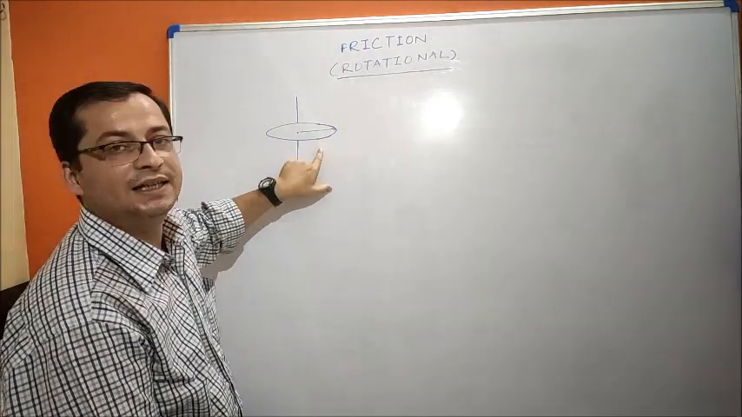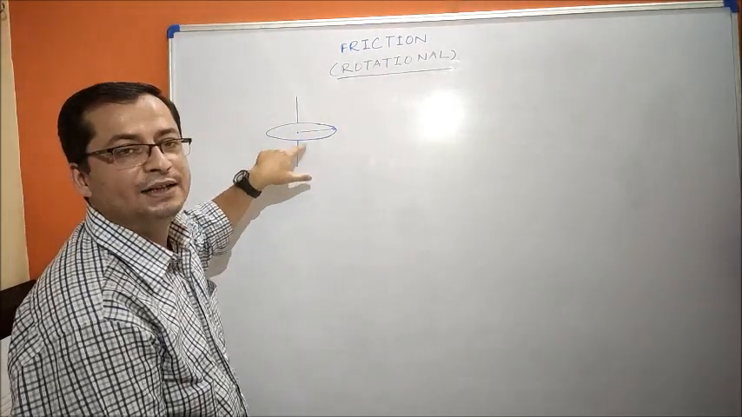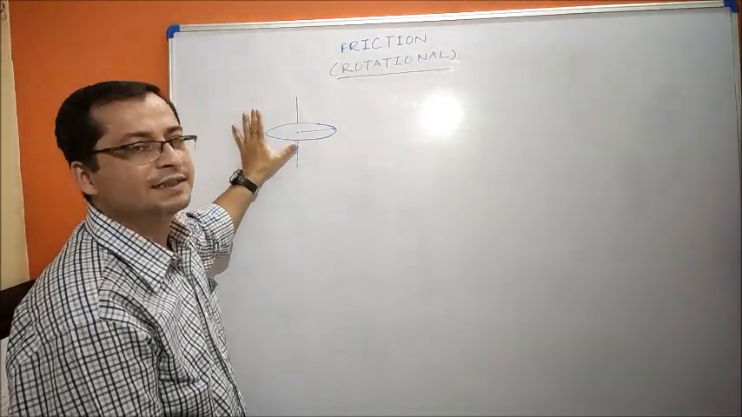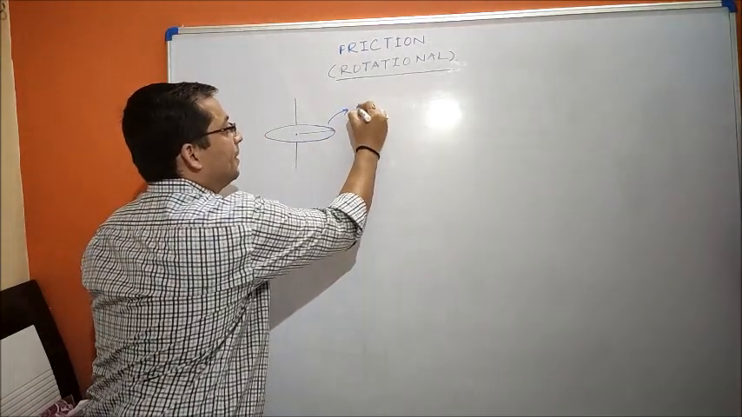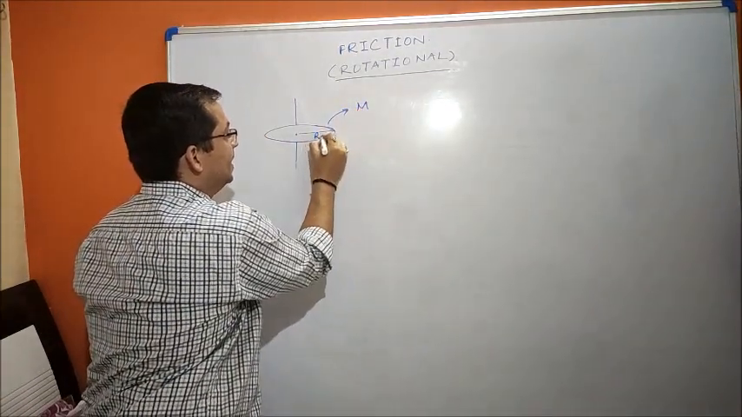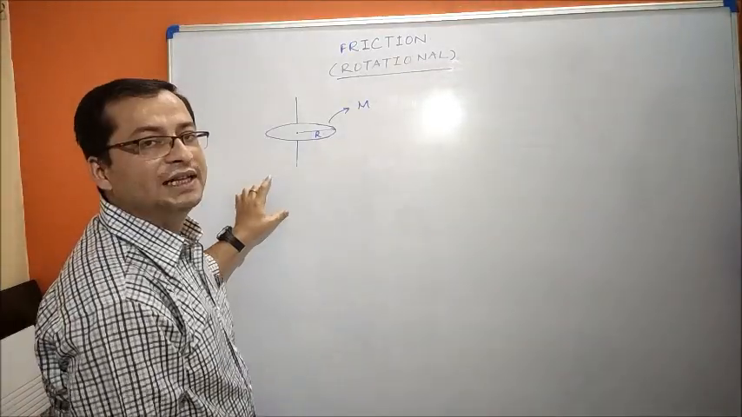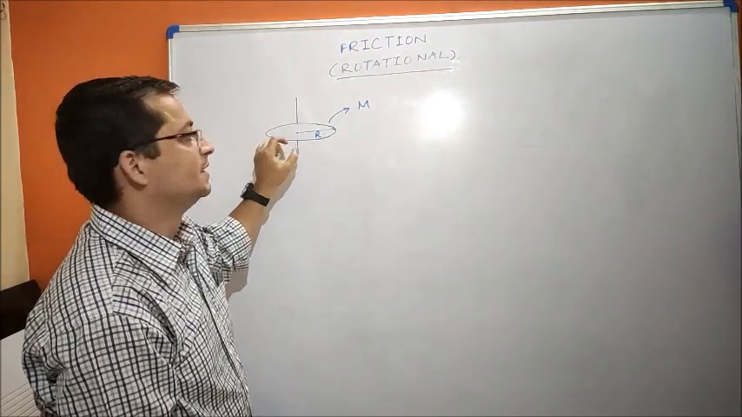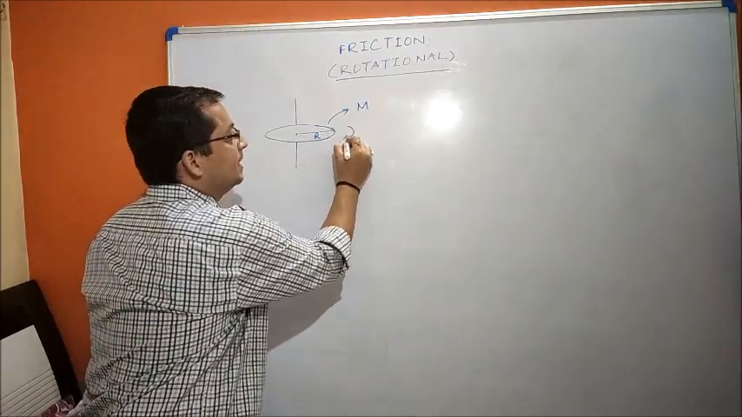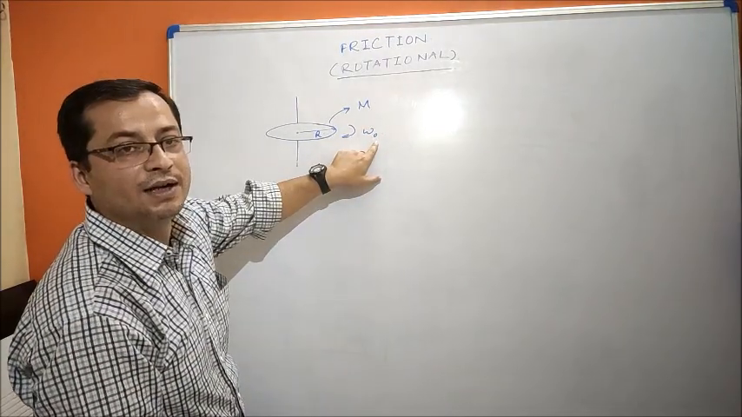So what we have over here is a disc, right? It's a lamina, a two-dimensional structure. It's a circular disc. Let the mass of the disc be capital M. Let the radius of the disc be capital R, right? Our objective is to determine the time required to stop this disc. This disc is initially rotating with an angular velocity of omega naught, right?